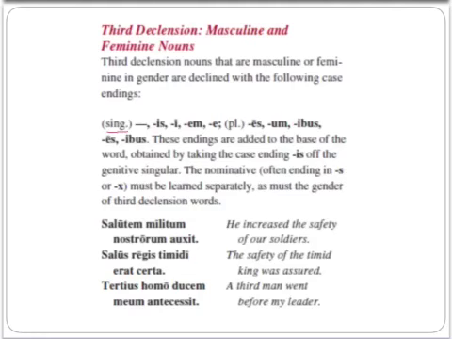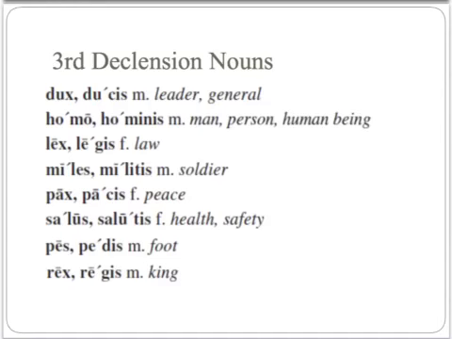Notice that they have no distinct nominative singular. Then the genitive is -is, dative is -i, -em, -e, and then for the plural it's -es, -ium, -ibus, -es, -ibus. And again, for the third declension masculine and feminine, they decline the same way. When learning third declension nouns, it's important to learn their stem, which comes from the genitive singular.